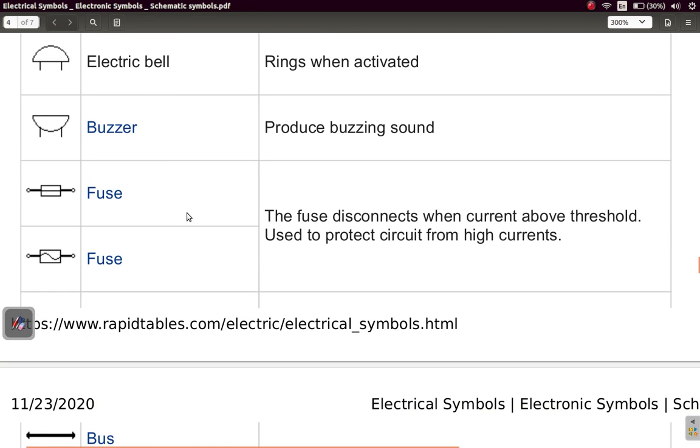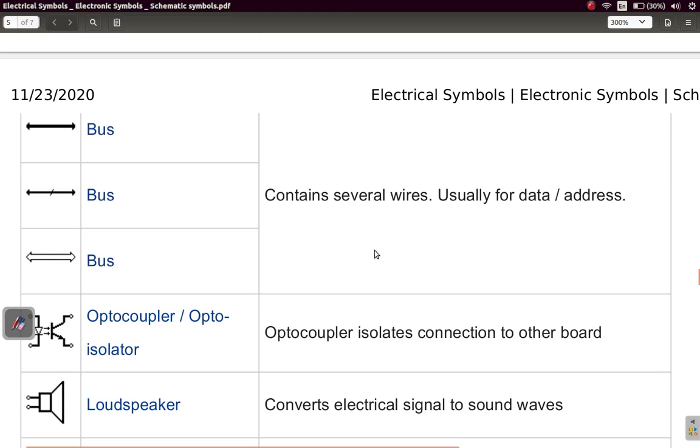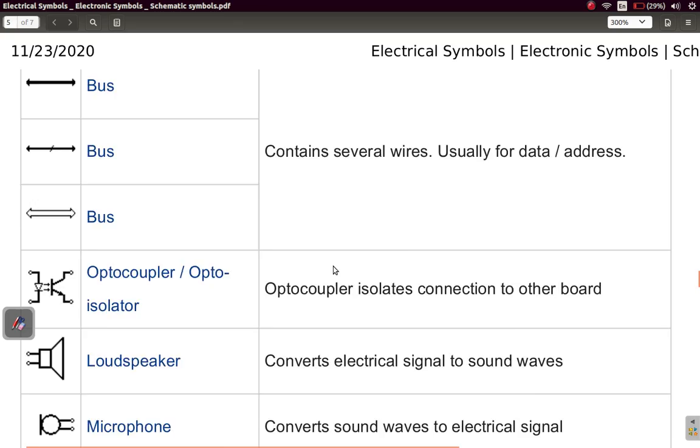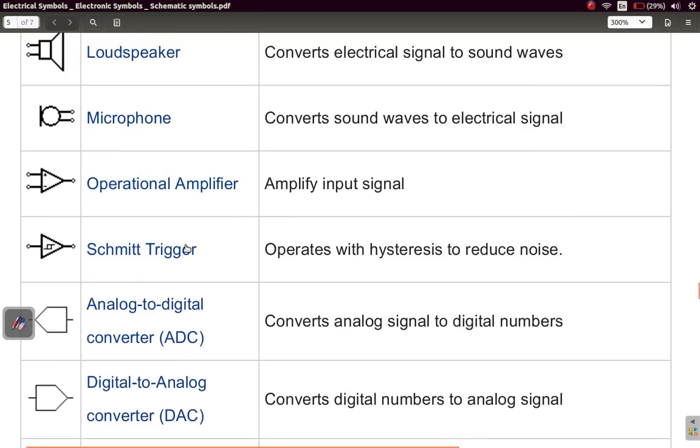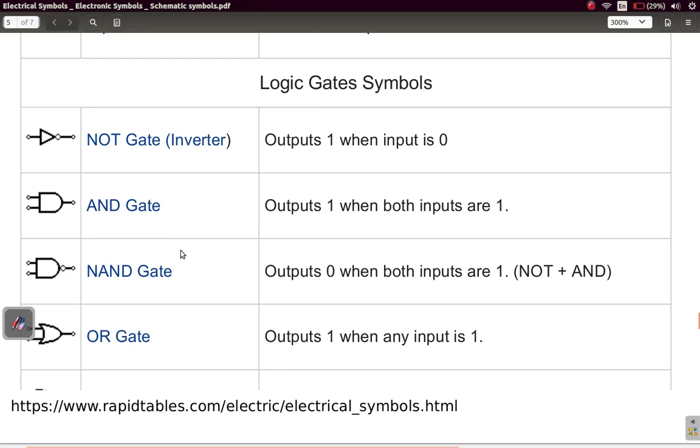The fuse. Fuse disconnects when current goes above a threshold. When the current is too high, a fine wire in it melts to show that the current is too high. You correct the problem that caused the high current and put in a new fuse. Bus is really a conductor. The bus bar is really a big conductor, right, that carries a large amount of current to various circuits. A loudspeaker, microphone, amplifiers, and so on, right?